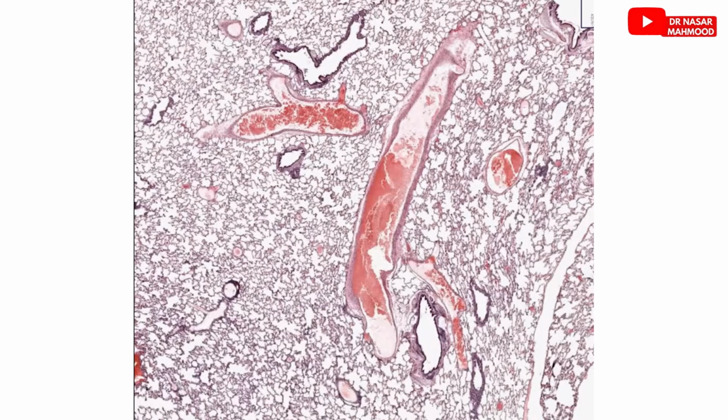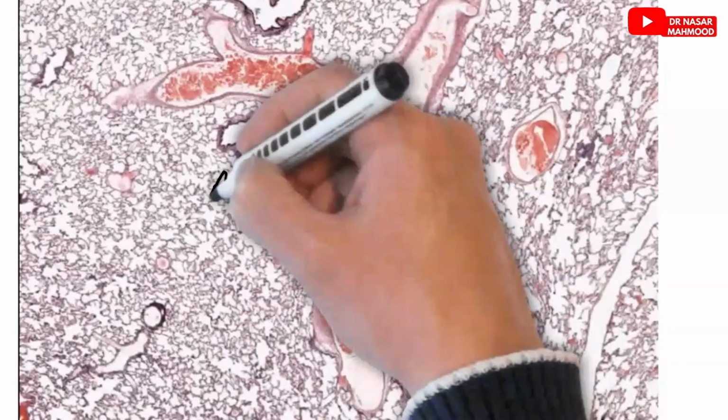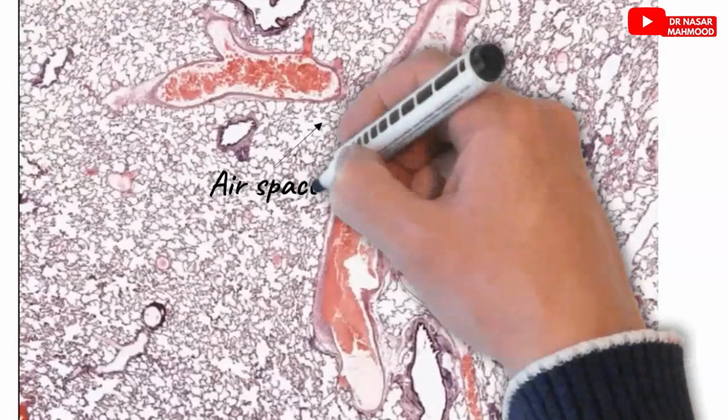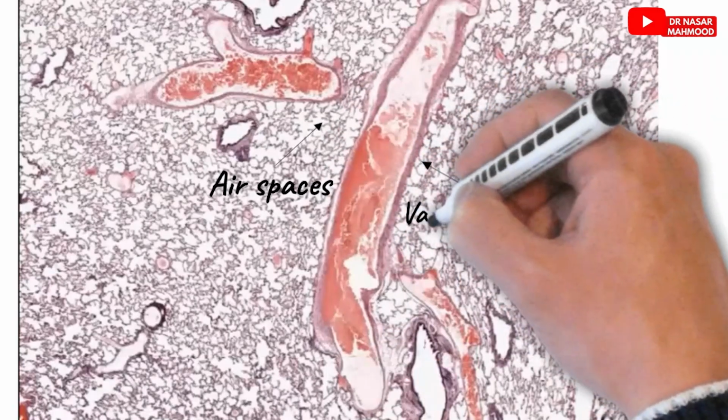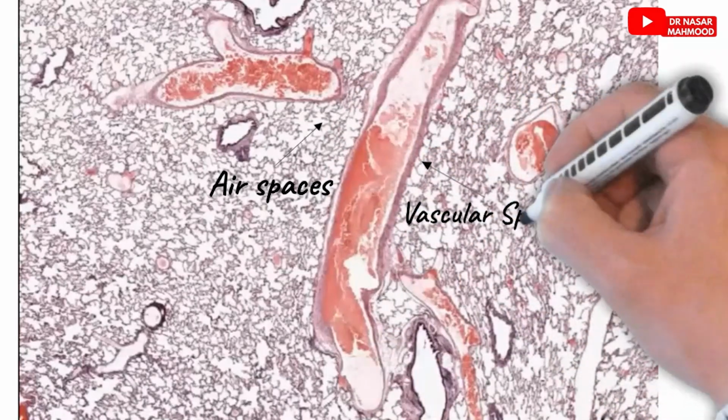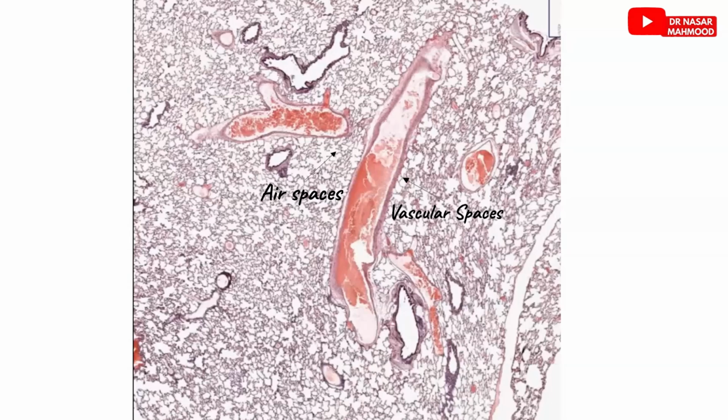Structurally, the lung is composed of mainly two types of spaces, air spaces and vascular spaces. Air spaces is where air travels and gas exchange takes place, whereas vascular spaces is where blood flows through the pulmonary vessels. Understanding the lung histologically is largely about identifying different types of the airway and alveoli.